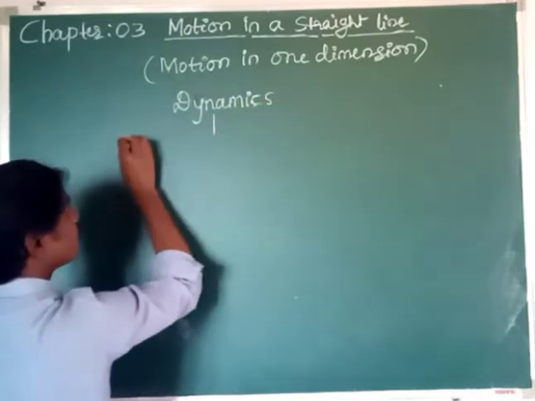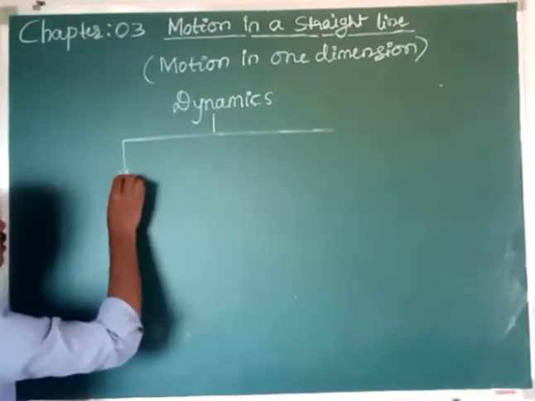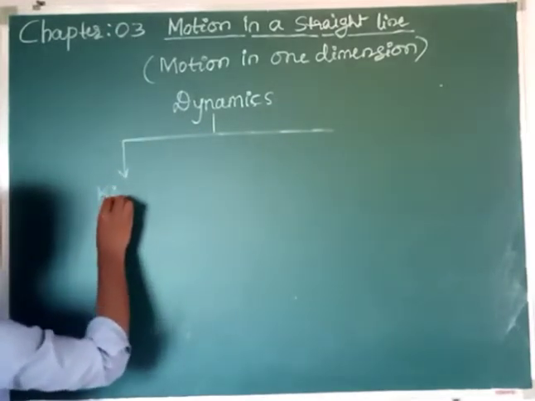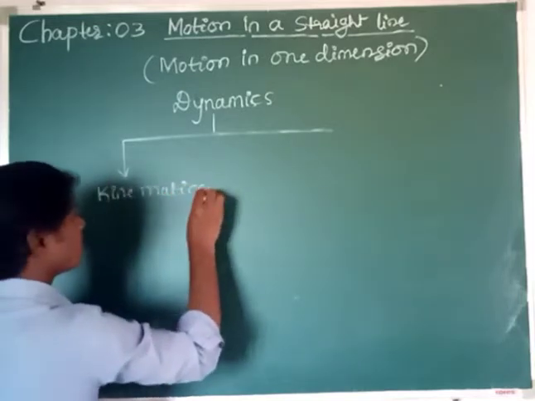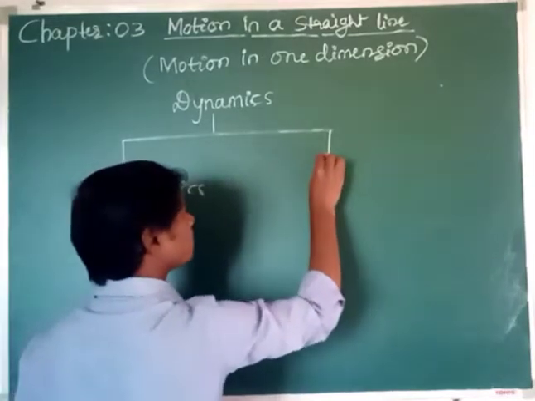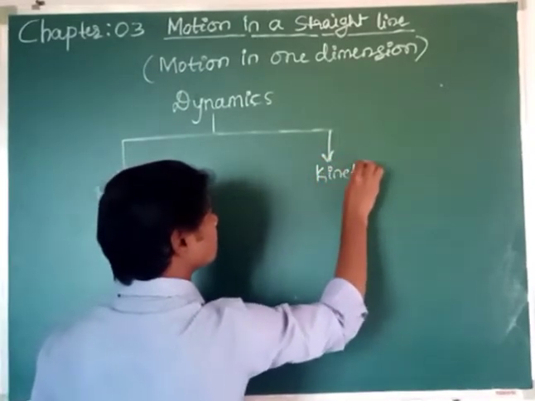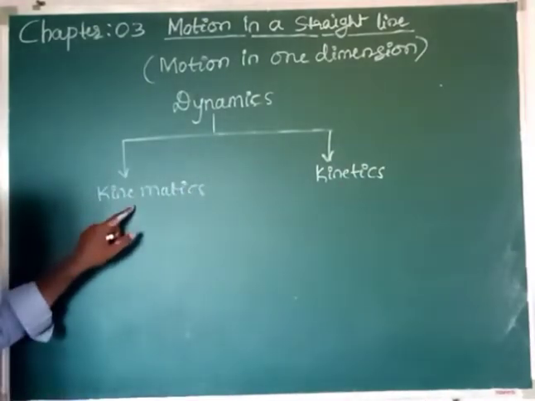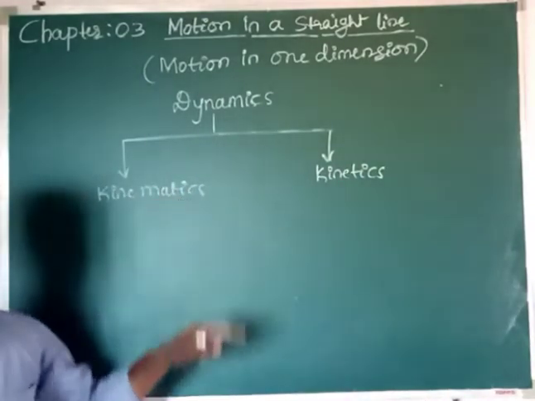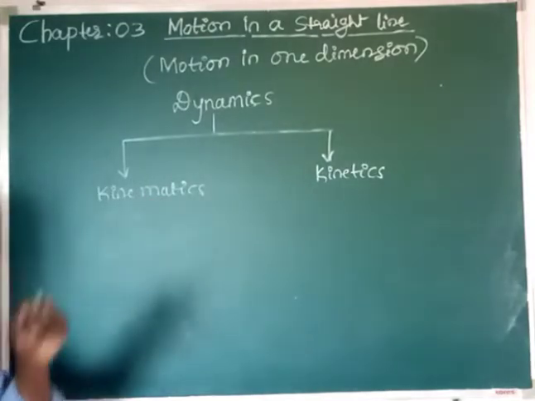There are how many branches in dynamics? There are 2 branches. First one is kinematics and second one is kinetics. Then listen here, kine means motion, matics means maths. By using maths we are going to describe the motion of the object.